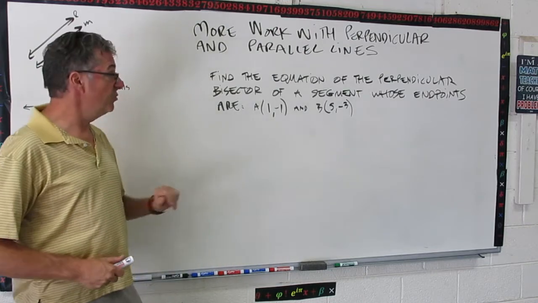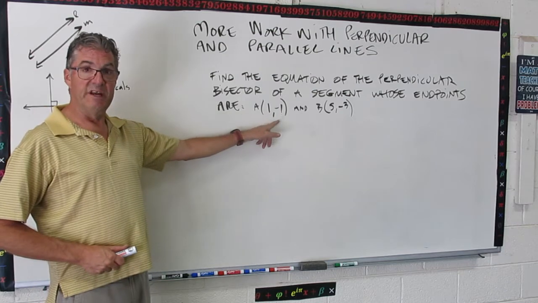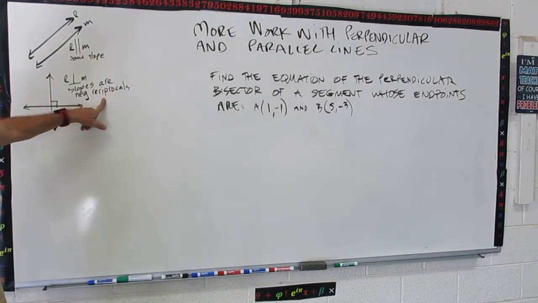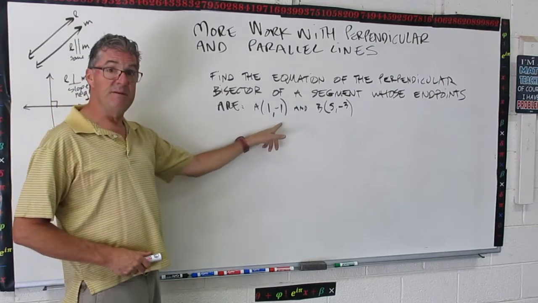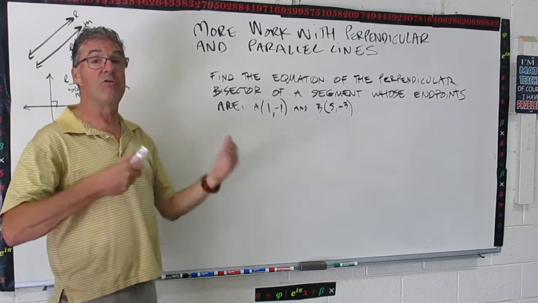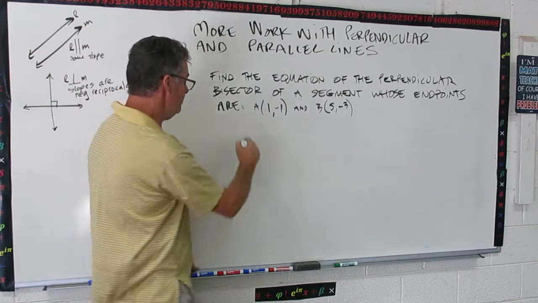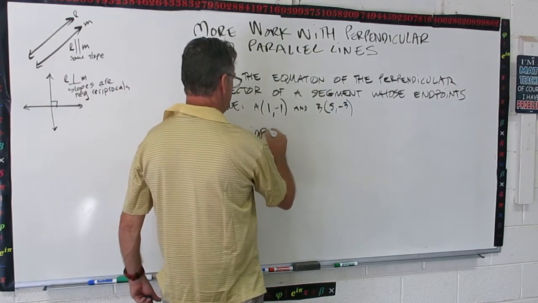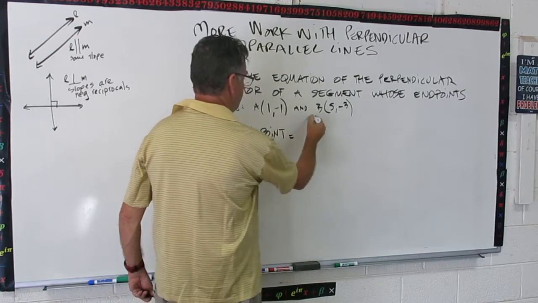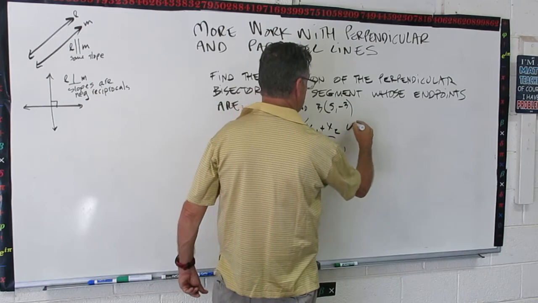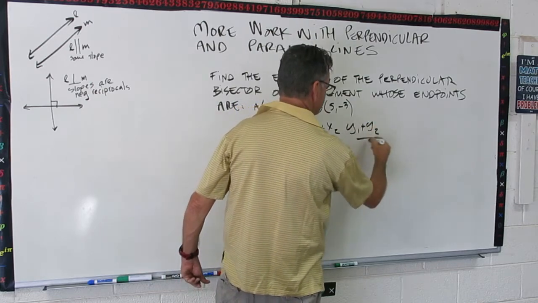So there's 2 things we're going to need to do with this line. We need to find its slope, because the negative reciprocal will be the slope of the bisector, and we need to find its midpoint, because that bisector will go through the midpoint, and we'll use that in our equation. So let's do the midpoint first. I'm going to start with the formula. It's x1 plus x2 over 2, comma, y1 plus y2 over 2.